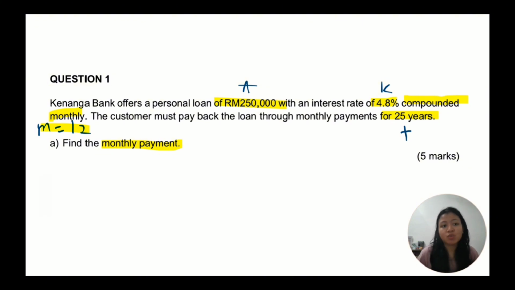So first thing first, we need to identify whether this question is using the present value formula or future value formula. As I read this question, it actually uses the present value formula. Why? Because they want us to find the monthly payment and they already gave us the personal loan. So 250,000 ringgit would be our A, 4.8% would be our K, compounded monthly, which is M, is 12, and for 25 years, it's going to be our T, which is time.